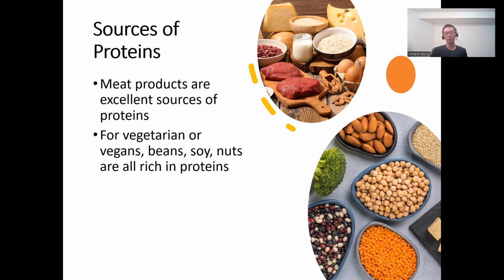You have to have proteins. If you don't have proteins, your body will become malnourished, and then there's going to be a lot of problems associated with that.